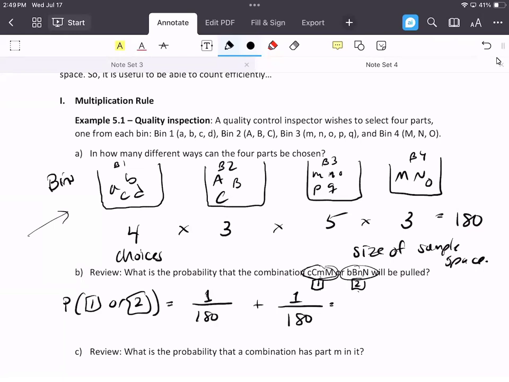So we're going to use that addition rule for disjoint events. And we get 2 over 180, and that ends up being 0.011. Now that's a lot easier than writing out the entire sample space and noting that that can only happen once, which hopefully you should be able to see fairly clearly.